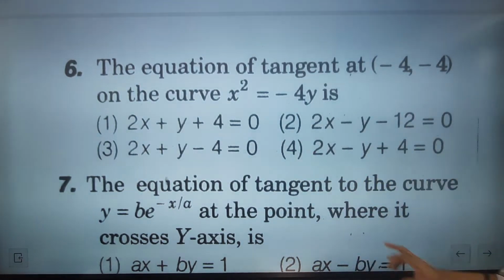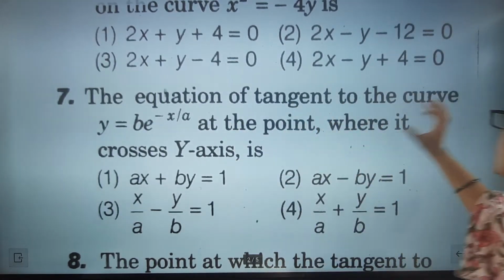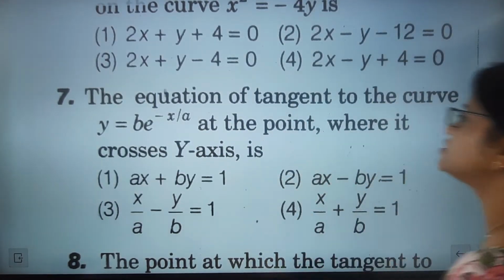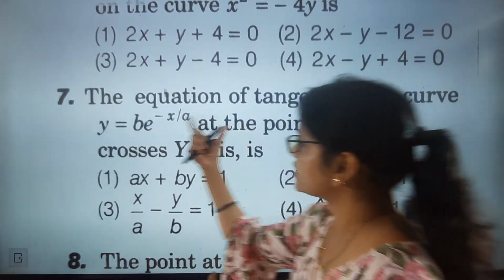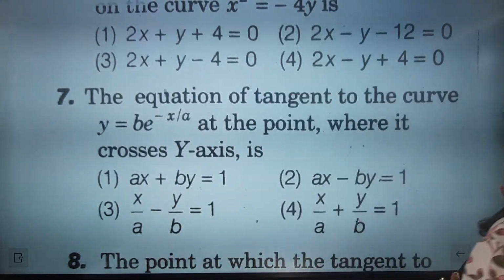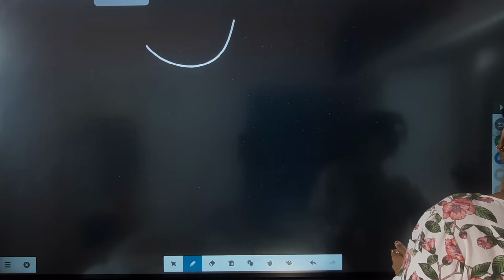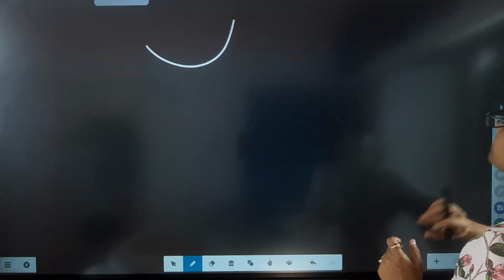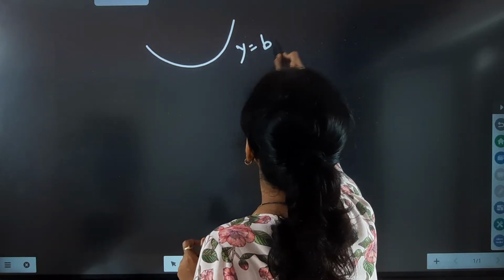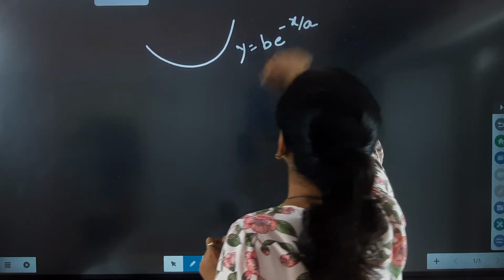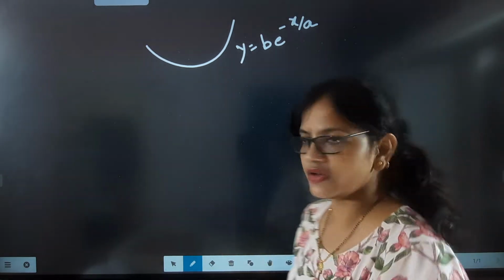Okay, so now go for the next question. The equation of tangent to the curve, this one. So this time what they are telling is that one curve is there. Now we are going to solve this question and try to understand it. The equation of the curve given to you is y equal to b e to the power minus x by a. So this is the equation of the curve given to you.